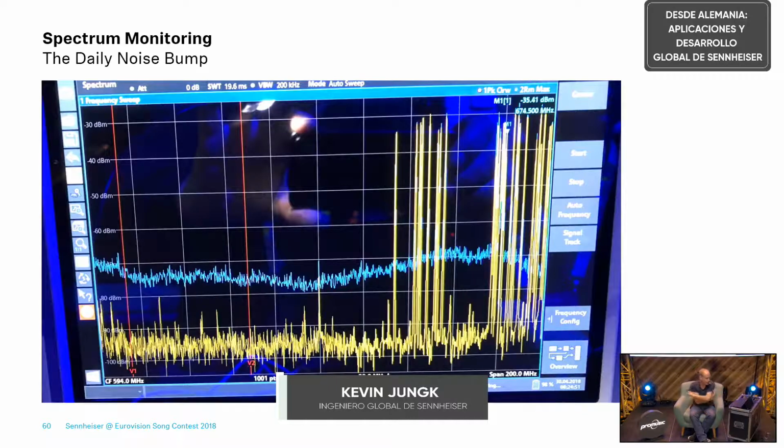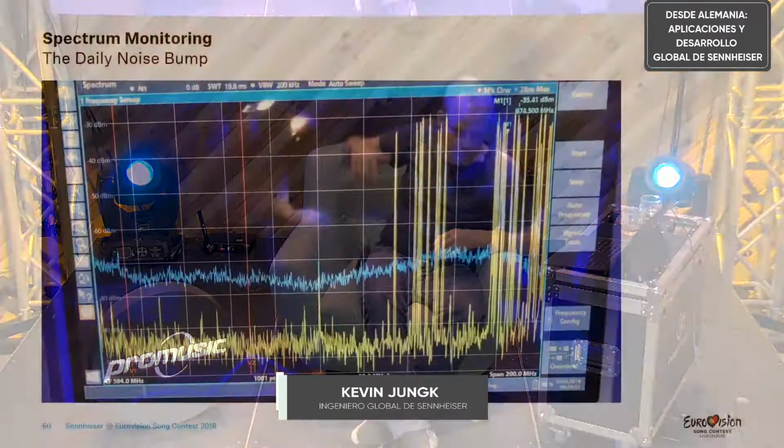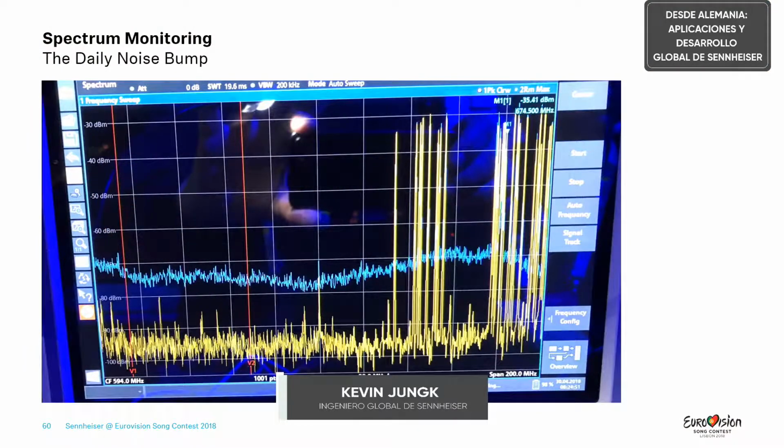Every morning at 9:30, we don't know what it was, we had a noise bump. It's the blue line, and then it goes down again. No one knows what it was.